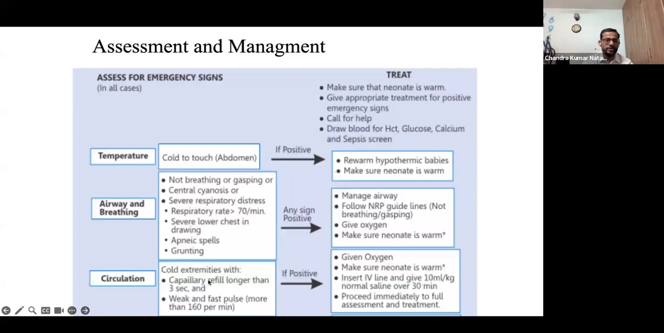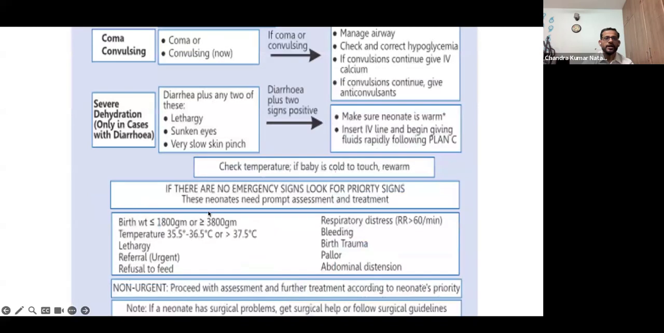Circulation: if the baby has cold extremities with capillary refill more than 3 seconds and a weak and fast pulse, like more than 160, if it is positive, you have to start oxygen, continue warming, keep the baby warm, insert an IV line and give a bolus of 10 ml per kg normal saline over 30 minutes. You can decide whether 30 minutes to 1 hour, and proceed immediately to full assessment and treatment.